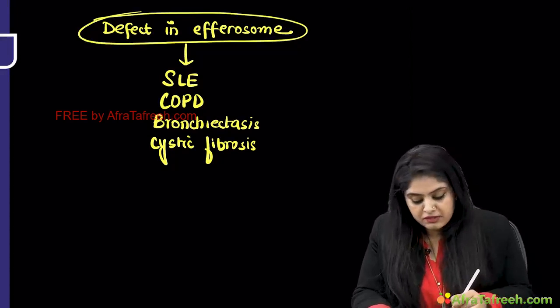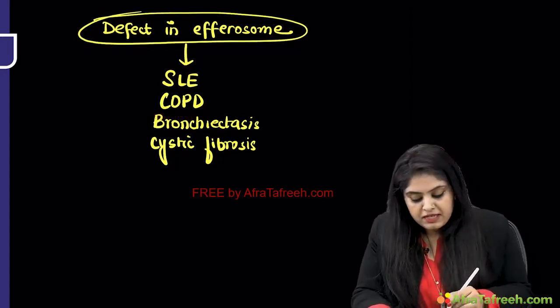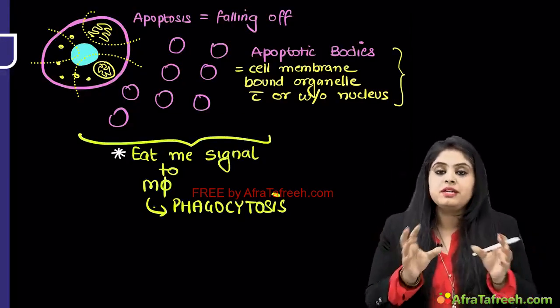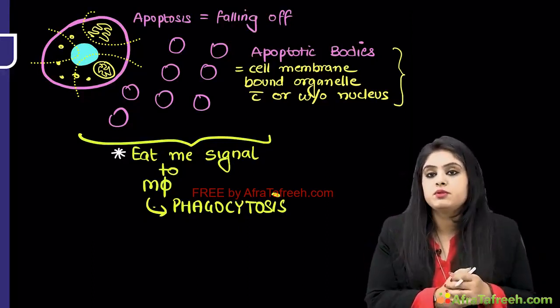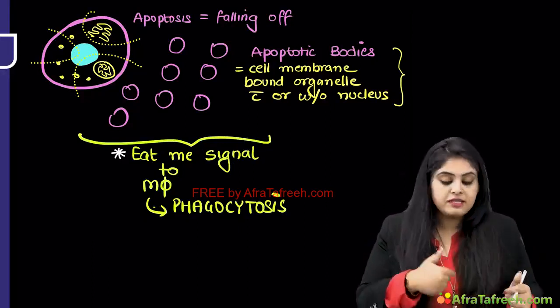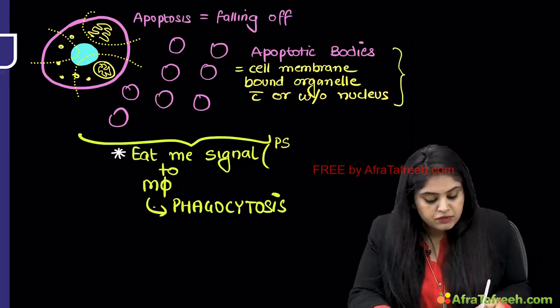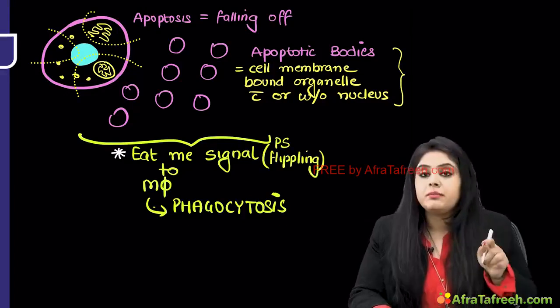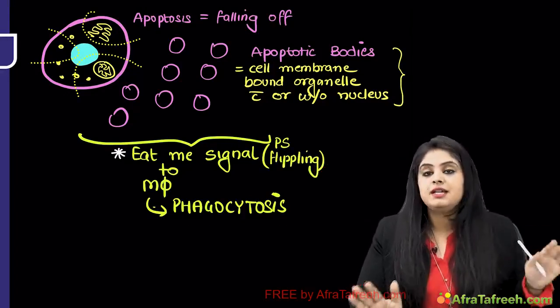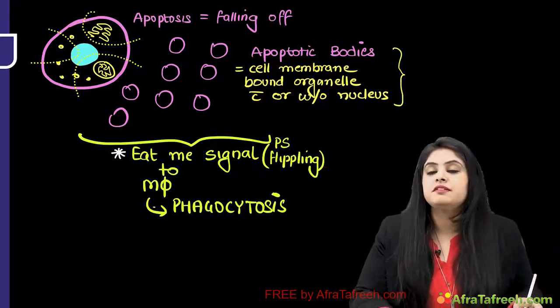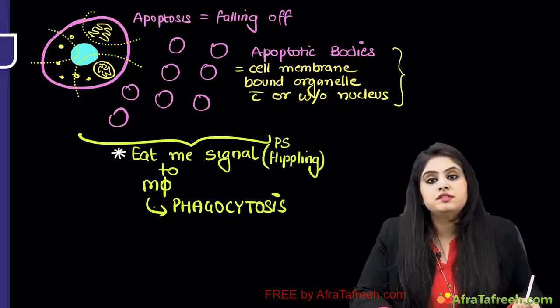If I have to put it in simple words, please remember, from one big cell we had tiny little cells or apoptotic bodies that had formed. They sent an eat me signal, and which is the most important eat me signal? It is phosphatidylserine flipping, which sends a signal to the macrophage to come and eat me and eliminate me. That is what happens, and finally the apoptosis is done.